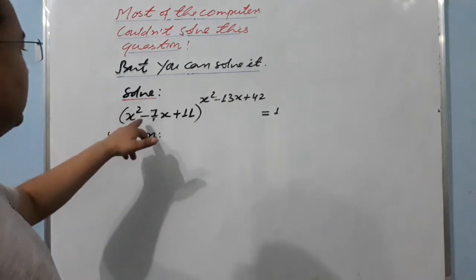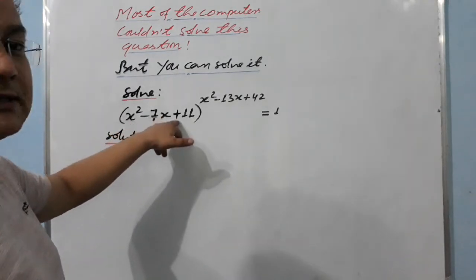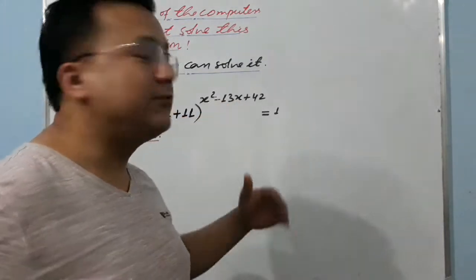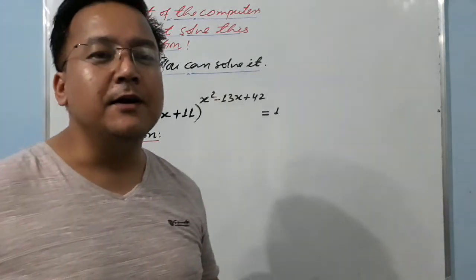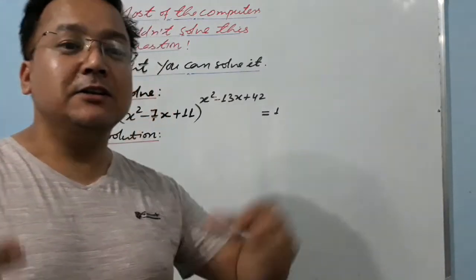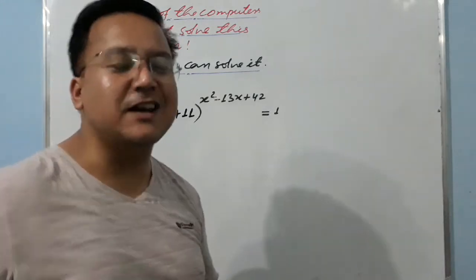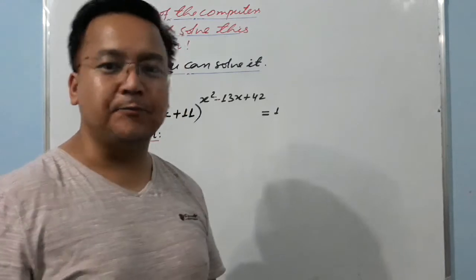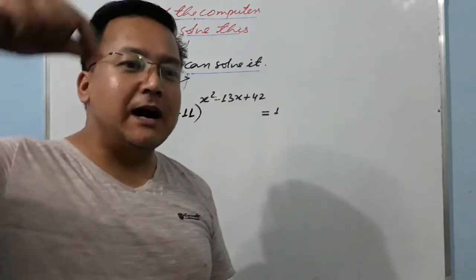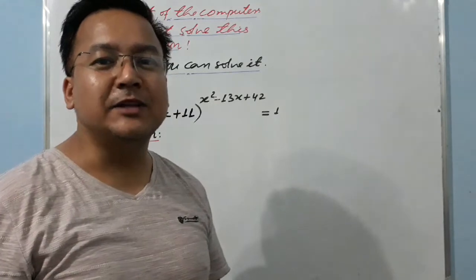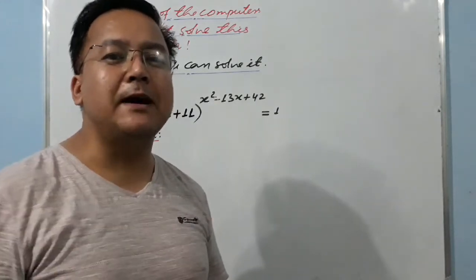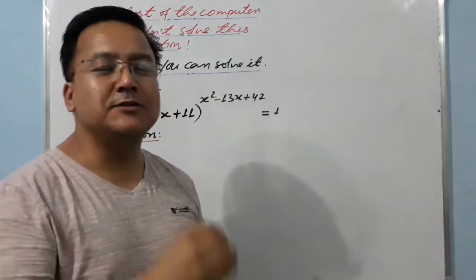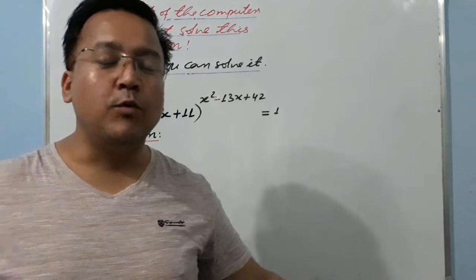So the question is this one: (x square minus 7x plus 11) whole raised to the power (x square minus 13x plus 42) is equal to 1. If you can take this question as a challenge, and you think, yes, I can crack it, whatever time it takes, I will solve it, if you have that mathematical spirit, then pause the video and try to solve it until you get the solution. Most welcome.